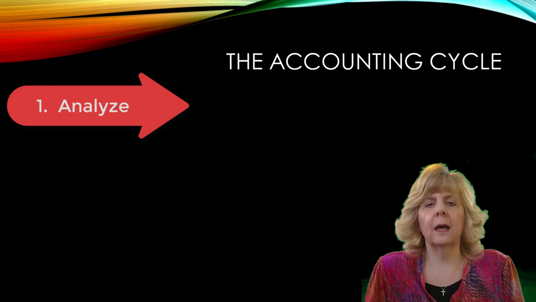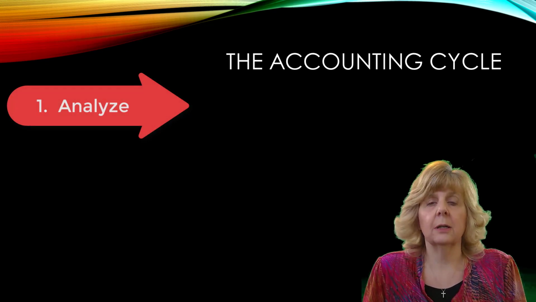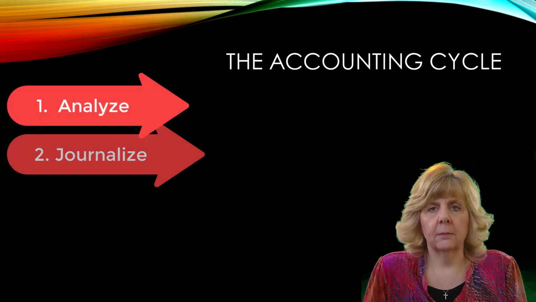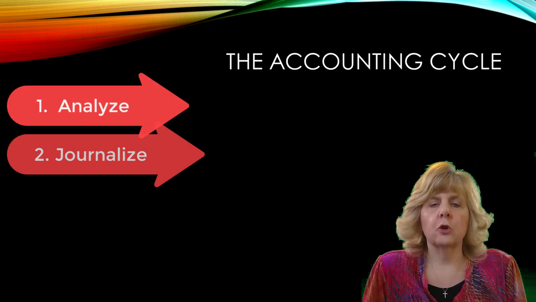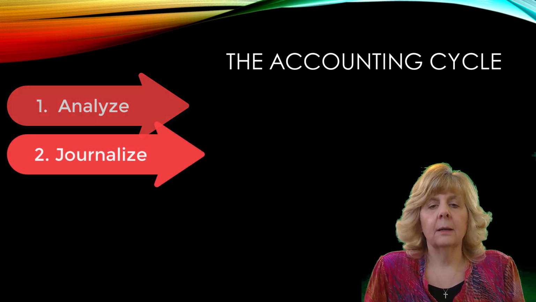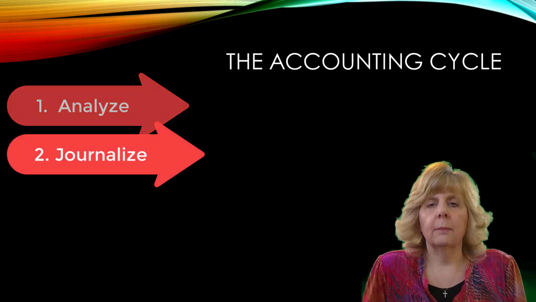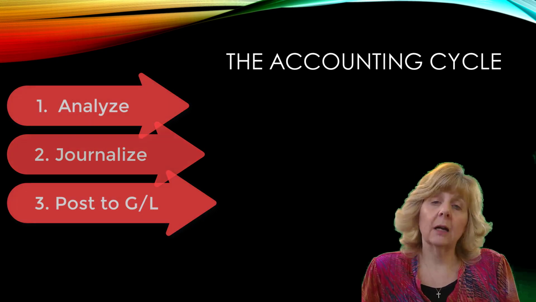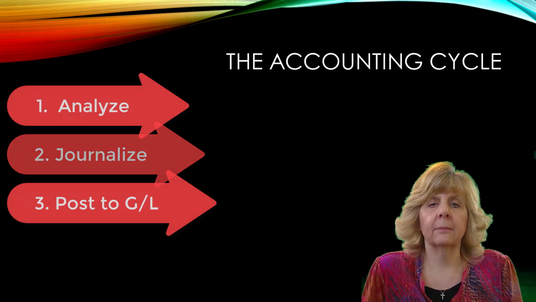First, we learned that we analyze the transaction. Secondly, we journalize the transaction. We learned that the journal was a great way to keep a record of the financial transactions as they happen, but the journal had a problem. It didn't track the balances. And so then we learned to post to the general ledger. The ledger is the accounting document that keeps track of the cumulative balances.